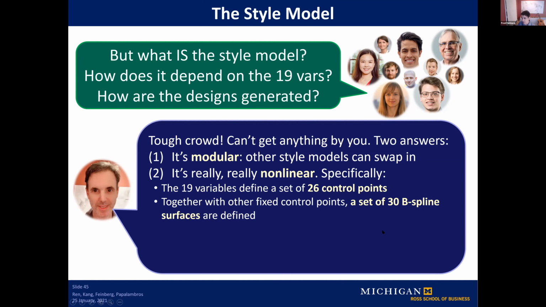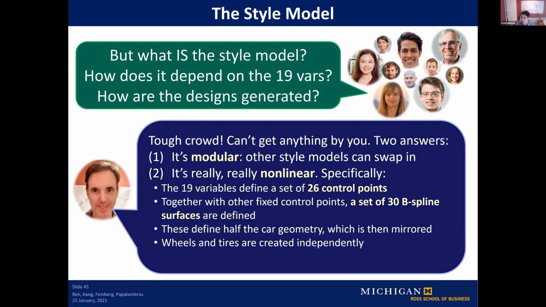What happens inside the program is all of this together generates 30 B-spline surfaces that are auto-generated, and each one is controlled by 9 control points. Why 9? Just because. This is an art, not a science. We're trying to get all of this to happen in real time and generate something that is always a symmetric, closed, and smooth design, one that joins up. These define half of the car geometry, which is then mirrored for the other half. And the wheels and tires are created independently. We don't put mirrors on.